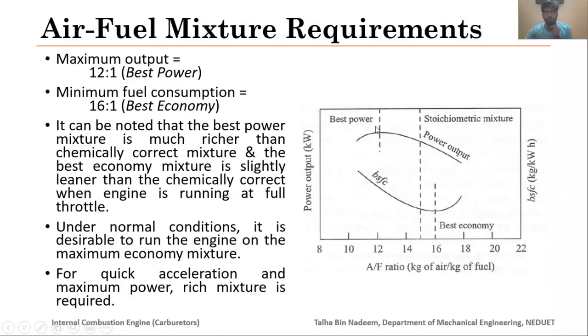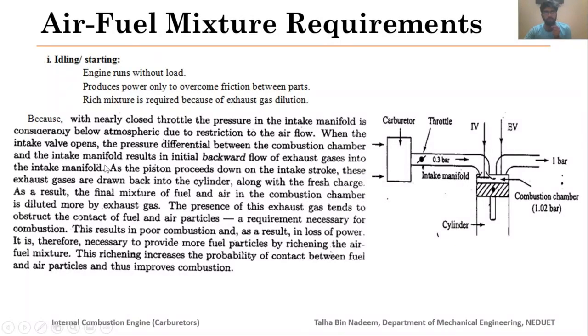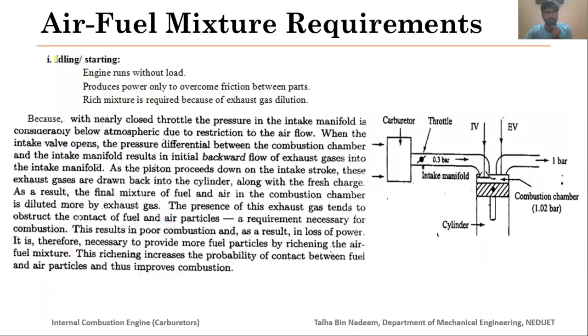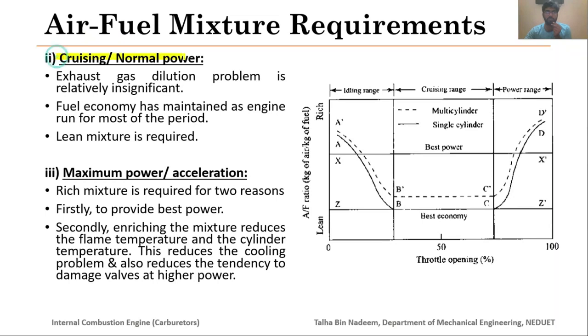In the second video of this topic, we started off with the different operating conditions of the IC engine, and we discussed the idling and starting condition in quite some detail, the air fuel mixture requirement, and some deficiencies which need to be overcome. That is what we discussed in the last lecture. Then we also studied the cruising and normal power operating range. Then we moved to maximum power acceleration.